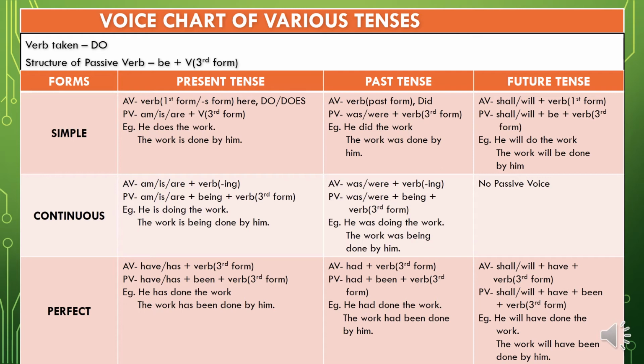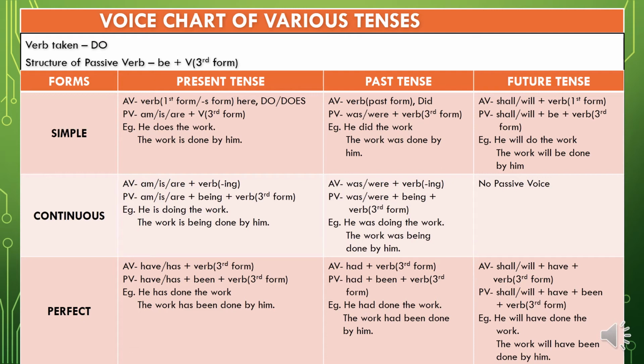Okay, perfect continuous tense cannot be changed to passive voice. So that is why there are only three forms, those are simple, continuous, and perfect. I have given them here in the voice chart. Okay, now first of all, simple form.